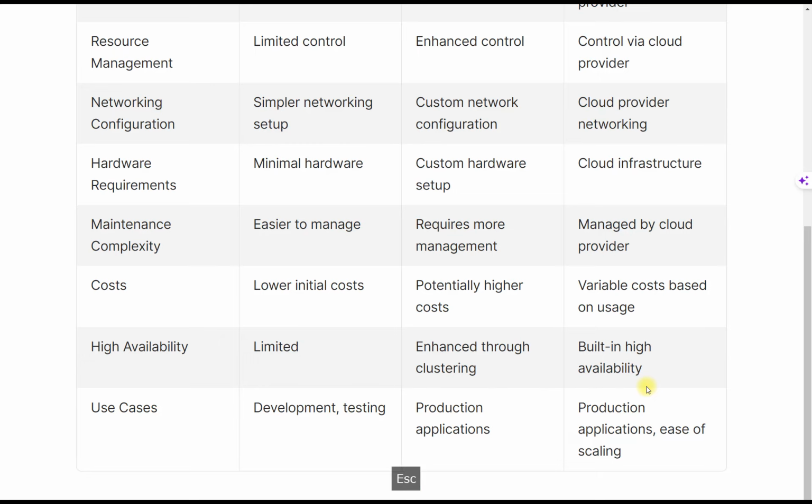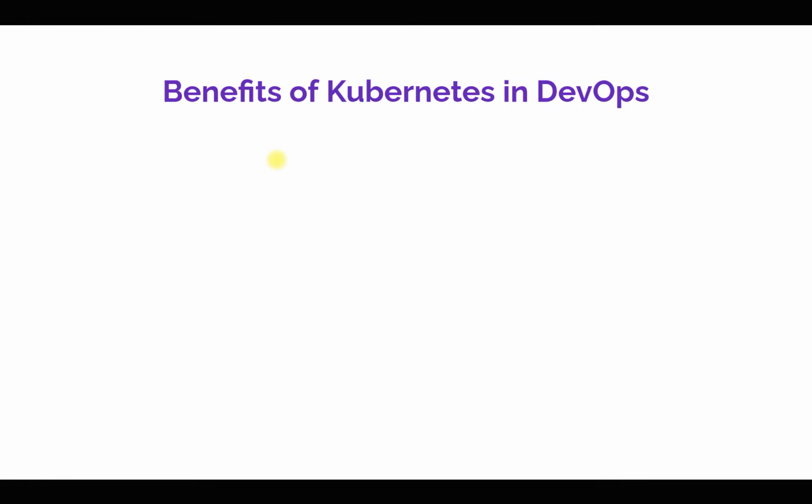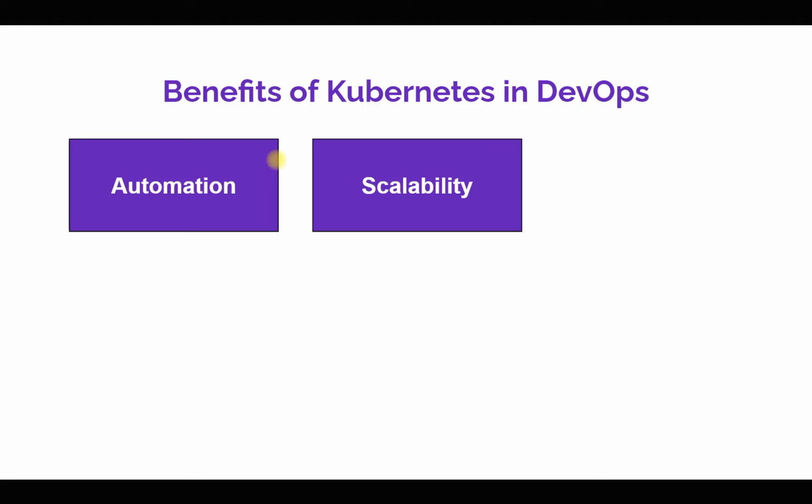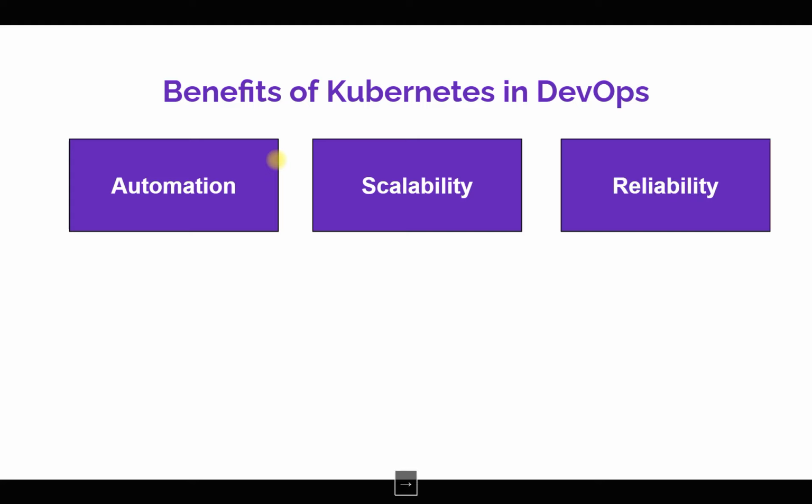Now it's time to talk about the benefits of Kubernetes in DevOps. As you know, Kubernetes helps DevOps practices by automating deployment, scaling and management. The first benefit is automation. It automates many manual tasks, reducing the chance of human error. Next is scalability. Kubernetes scales applications effortlessly in response to demand. It also provides reliability, ensuring high availability by distributing containers across multiple nodes. These are the key benefits of Kubernetes in the DevOps domain, and that's why we are able to deliver software faster.